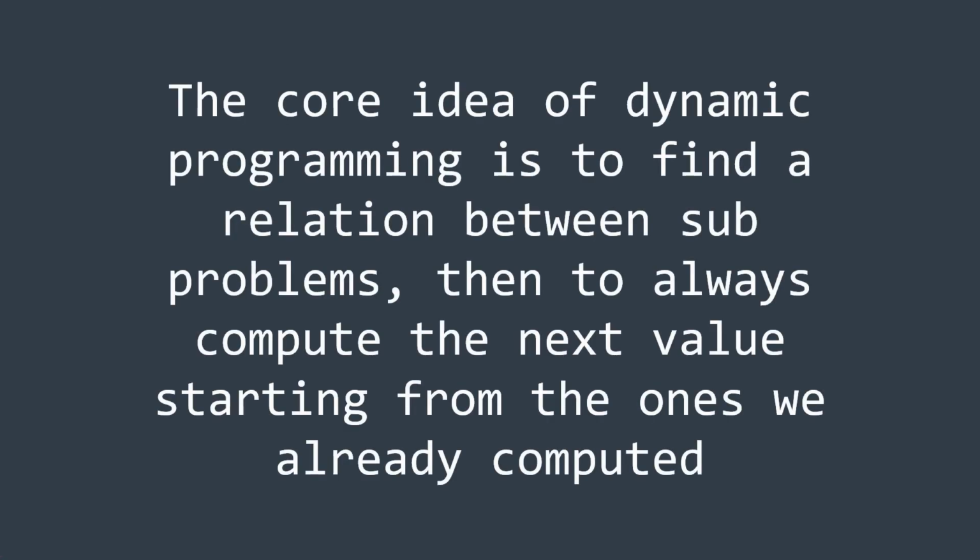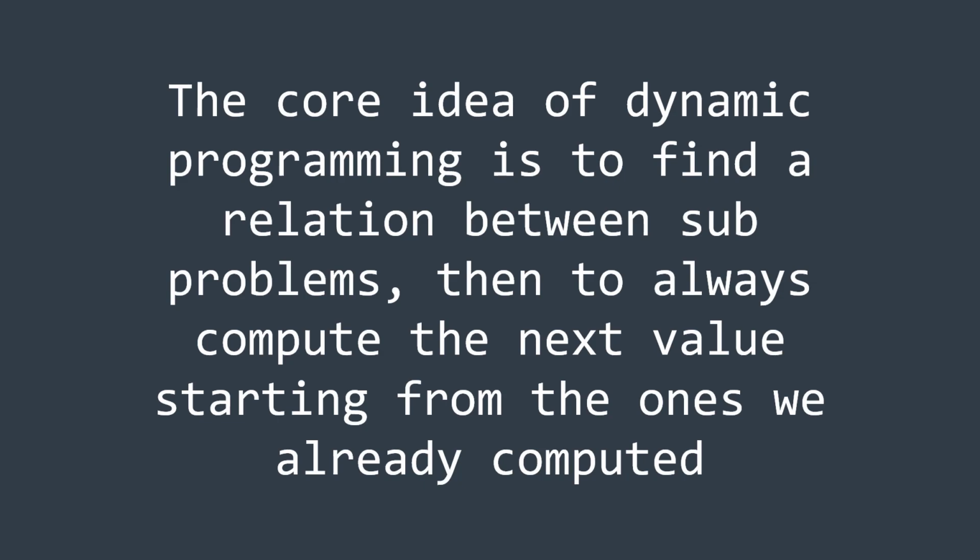The core idea of dynamic programming is to find a relation between subproblems, then to always compute the next value starting from the ones we already computed. And dynamic programming works only when you can get an optimal solution from optimal solutions of smaller instances of the same problem. We say that the problem has an optimal substructure.